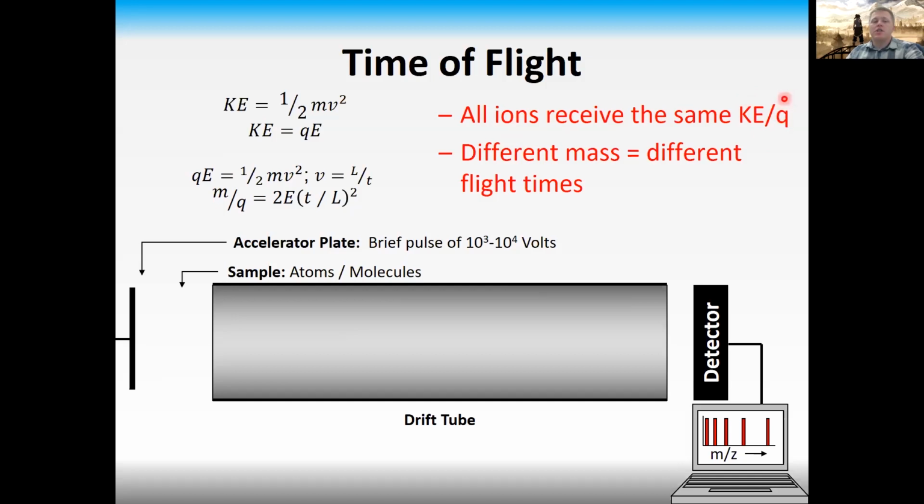All ions in this device receive the same kinetic energy per charge. So if you double the charge on an ion, you double the amount of kinetic energy that ion gets. That's why it's not just the mass that determines the flight time through the detector, it's also the charge. If you increase the mass, you increase your drift time, and if you increase the charge, you decrease the drift time. So we determine the different mass to charge ratios based on that flight time. We can't determine mass alone or charge alone. We can only figure those out as a pair.